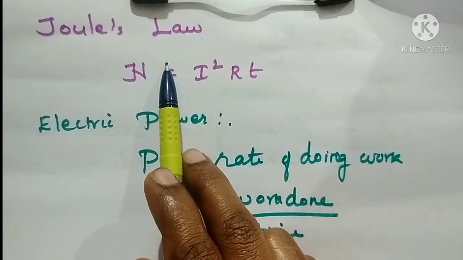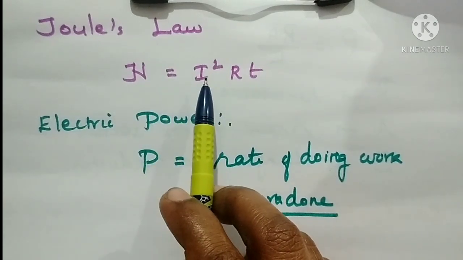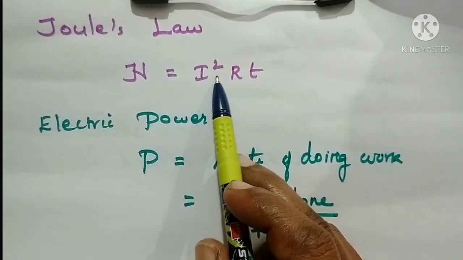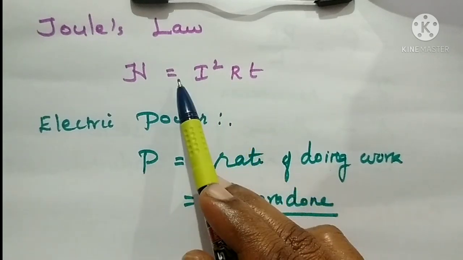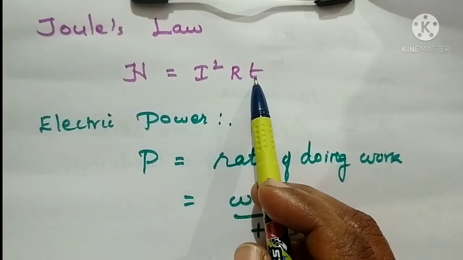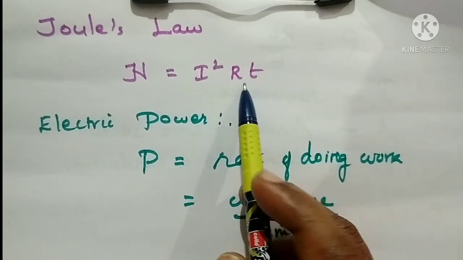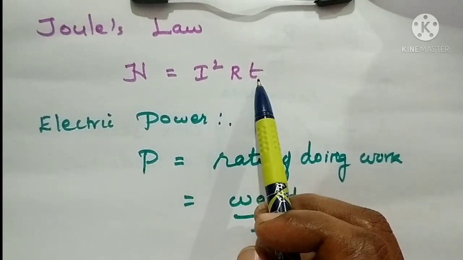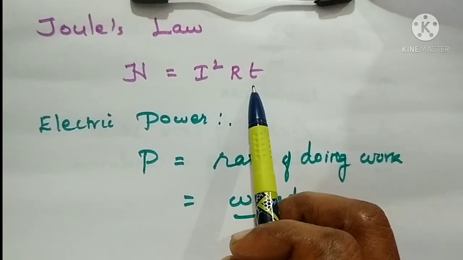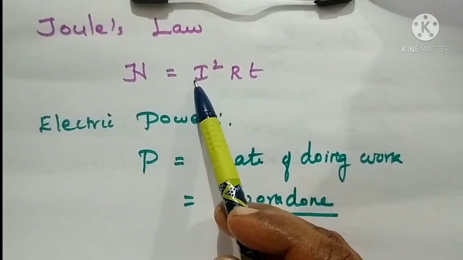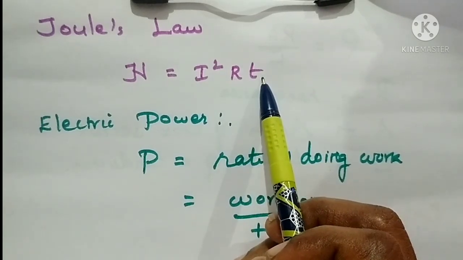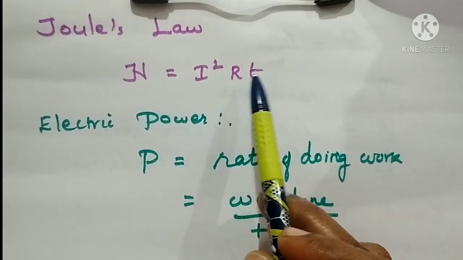The amount of heat produced in the circuit is equal to the amount of heat produced in the resistor. It is directly proportional to the square of the current for a given resistance, directly proportional to resistance for a given current, and directly proportional to the time for which the current flows in the circuit. So H is equal to I square RT. Remember Joule's law formula: H is equal to I square RT. H represents the amount of heat, I means current, R is resistance, and T is the time.